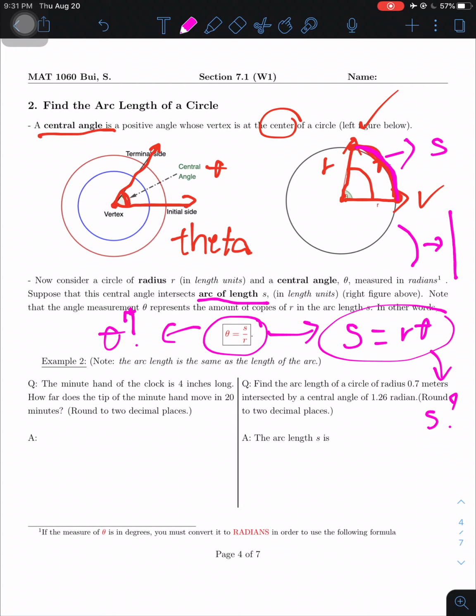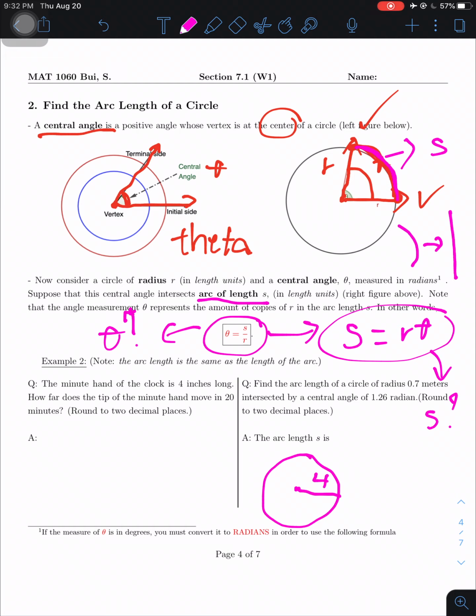So let's talk about the first example. The minute hand of the clock is 4 inches long. How far does the tip of the minute hand move in 20 minutes? Just imagine you have a clock, it looks like a circle, right? Like this. And every circle has a center. Imagine that the minute hand takes up the whole radius. I know this is not true because on most clocks the minute hand is shorter than the radius. But for the sake of the scenario, let's imagine that the minute hand takes up the whole radius. We know that the radius here is 4 by the question.